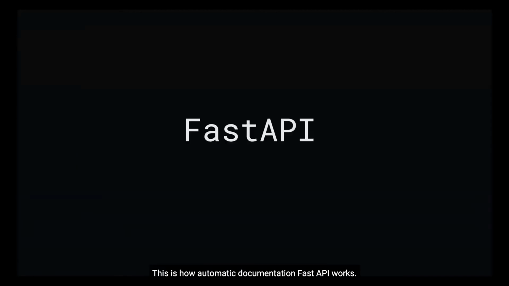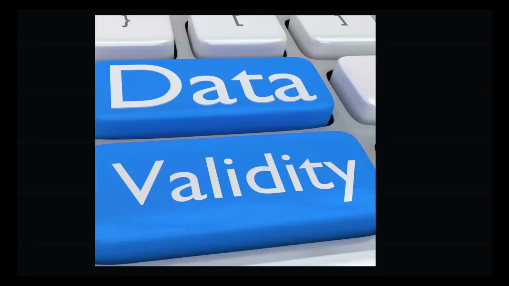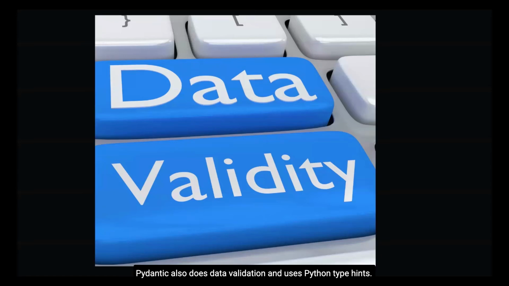This is how automatic documentation in FastAPI works. FastAPI is based on something out of the box called Pydantic. So there's no need to install it. Pydantic is a framework for easily modeling and validating data. Pydantic also does data validation and uses Python type hints, in which you'll get friendlier data validation errors, which reduces debugging time.